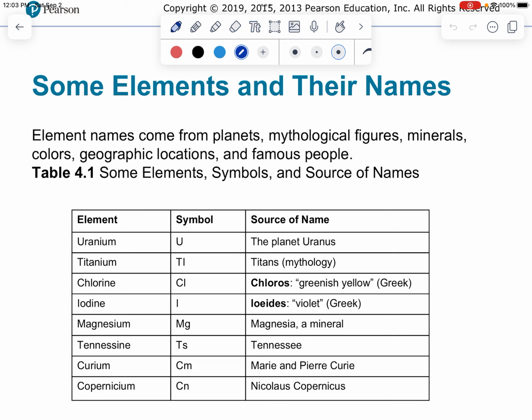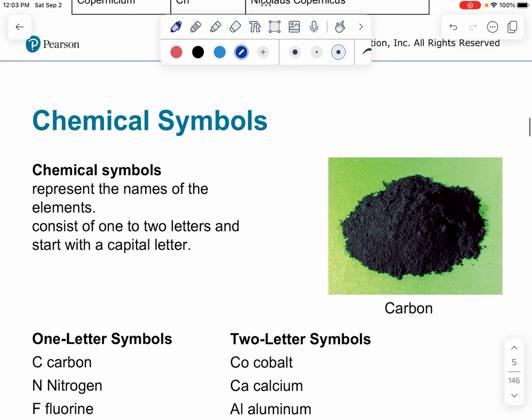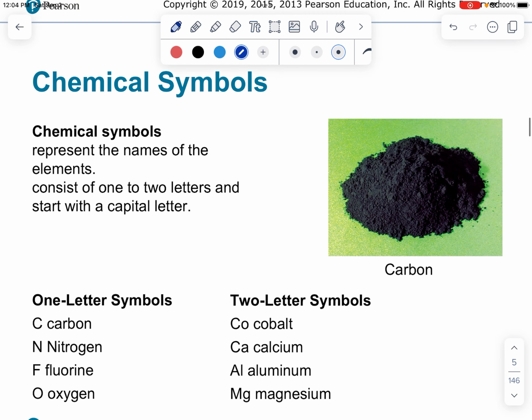Many of them have the same name as, or same symbol as the first letter of their name, but not all of them. So uranium is U. Source of the name is the planet Uranus. Iodine, I. Magnesium, curium, Cm. Copernicium, Cn. Those are not the most common elements that you'll see.